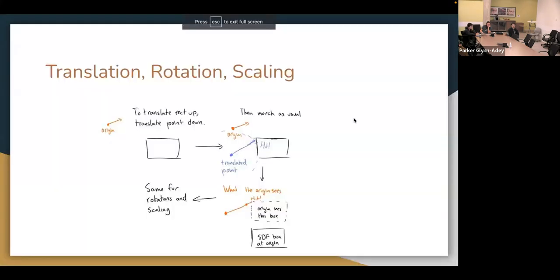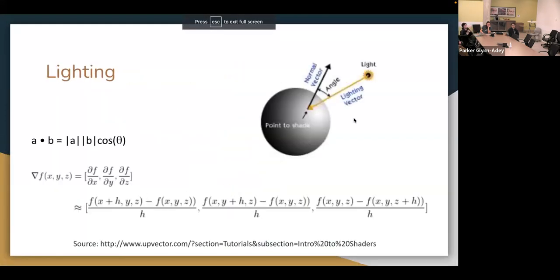And now let's get into making everything look better, because everything is just black and white now.